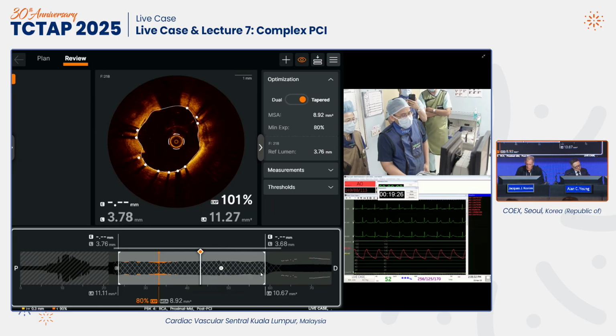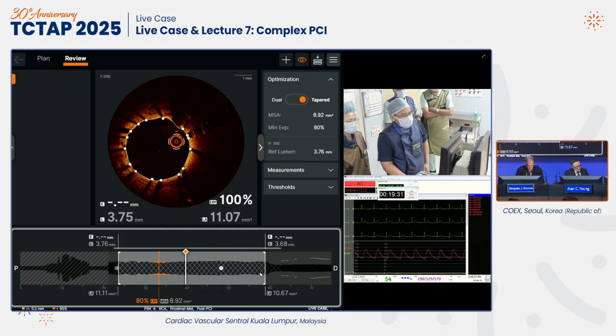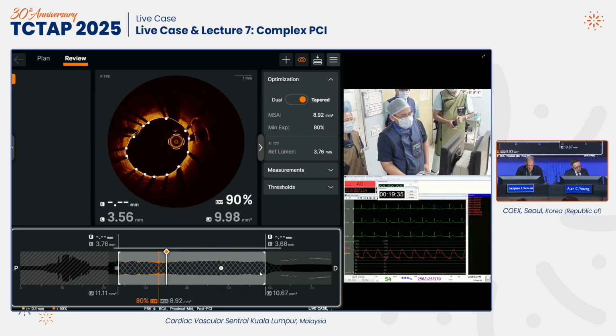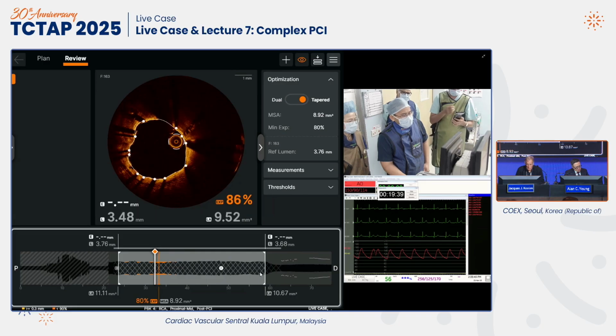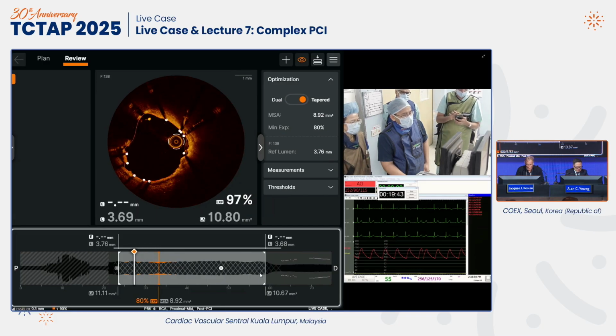It's 11. The MLA expansion percentage is about 100%. Very nice. It's circular. The auto detection here says about 80% at this segment here, but otherwise, the MLA is 9, and otherwise, very good results. Yeah, very nice all the way.